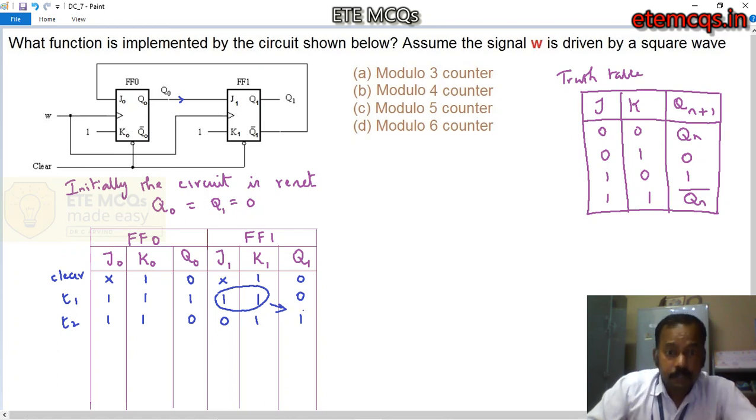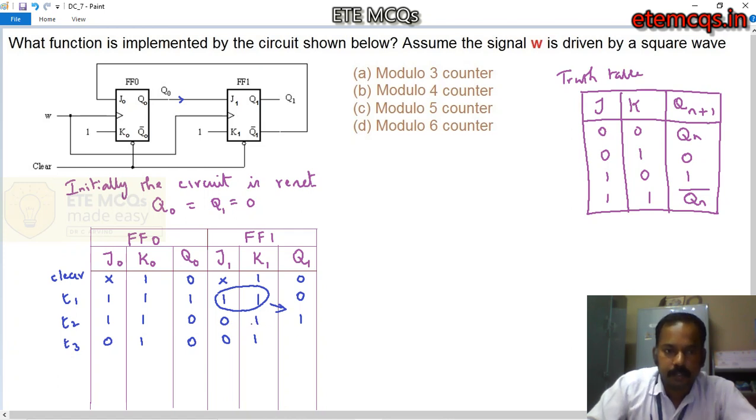Now, since Q1 is 1 now, Q1 bar will be 0. So, during the next trigger, take it as T3. For T3, J0 is 0 and K0 is 1. Okay. So, when J is 0 and K is 1, you can notice that the output is 0. So, the output becomes 0. Now, this 0 comes here. So, you will have 0 and 1 again.